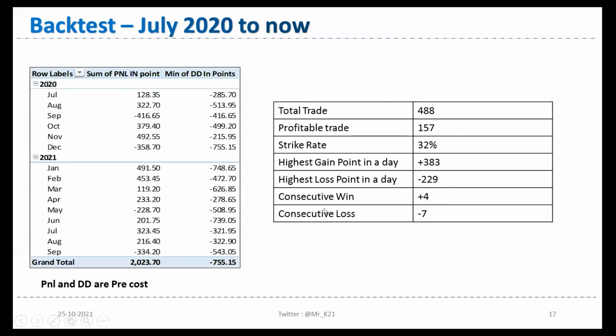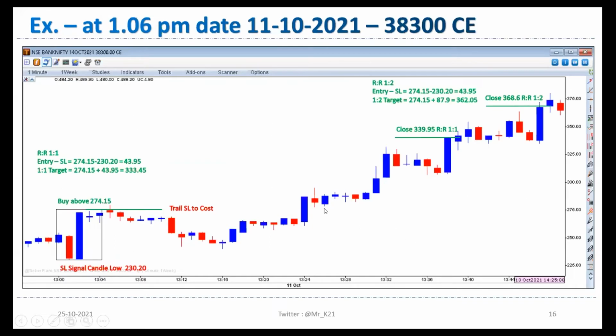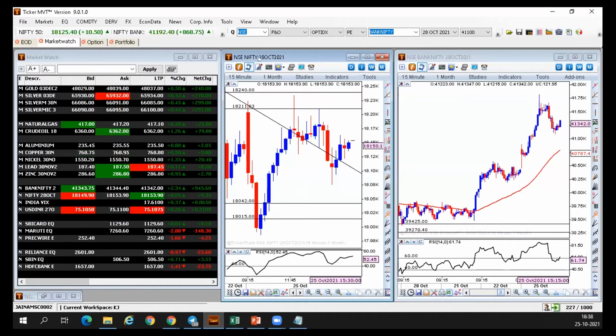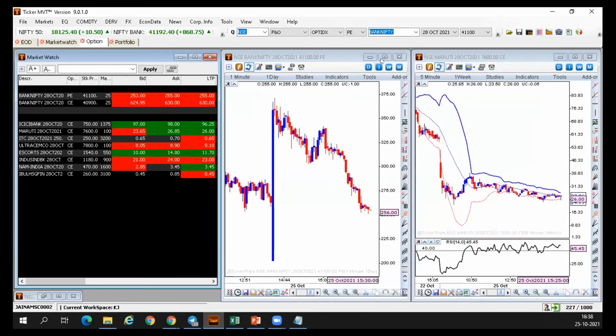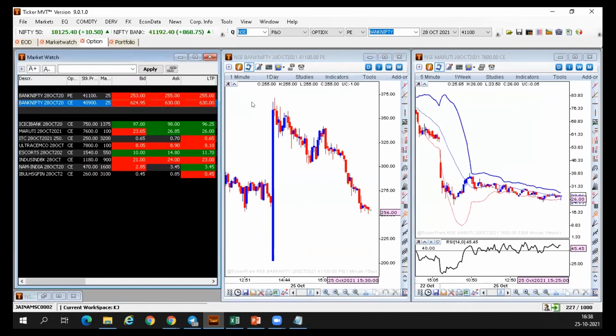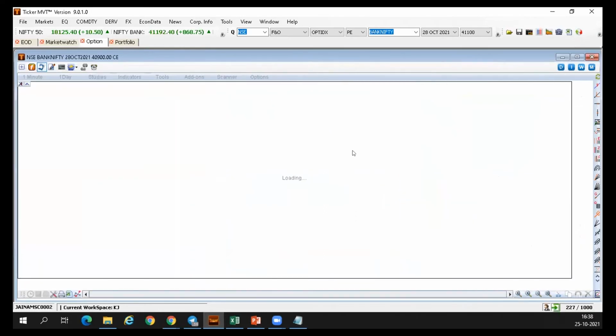Okay. Before going to the exact result, let me show you today's trade. So let us check today's trade. Today there was one trade in the 40,900 strike. So let me take the 40,900 strike.